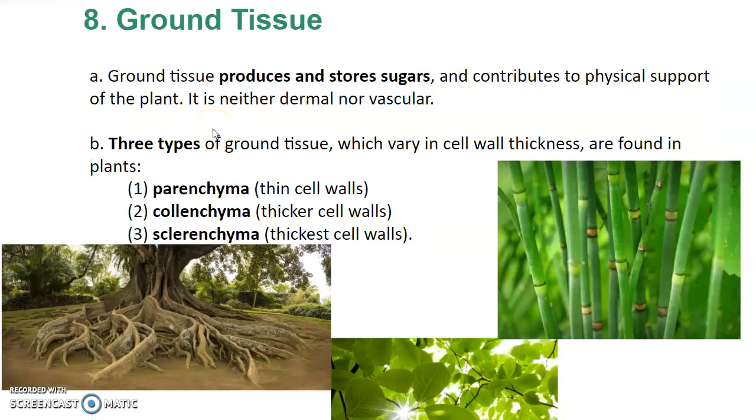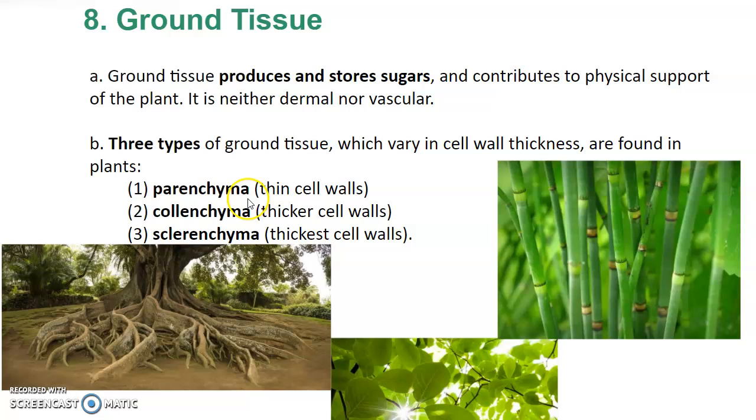Ground tissue, third kind of tissue. Ground tissue makes sugar and stores it, contributes to helping support the plant. It's not dermal, it's not vascular, it's ground. And there are three kinds of tissues that are called ground tissues. And we're not going to dwell on these a whole lot, but I want you at least to be aware of them. There is ground tissue called parenchyma.